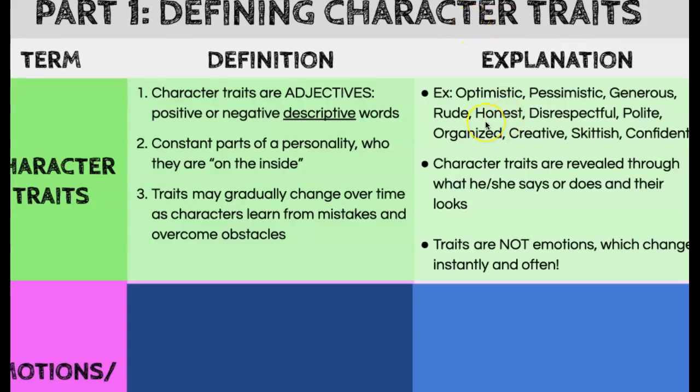So what do I mean by all this? Why is it important? It's because that's how you as the reader figure out what's going on in the story. You don't have to put all of these down, but these are some examples of character traits versus someone's emotion. You might say someone is honest or polite or disrespectful or confident. All of those are character traits, something that someone is inside of themselves, who they inherently are.